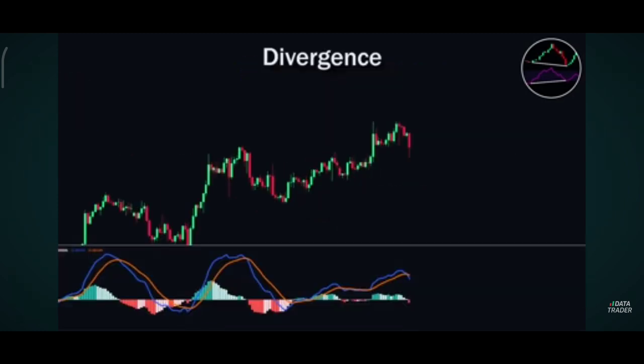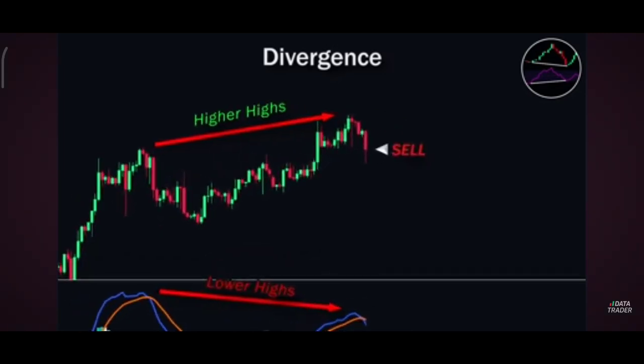For example, here, using the MACD indicator, you can see that the price is forming higher highs, which is bullish, but the indicator shows the opposite: lower highs, which is bearish. In this case, this is a bearish divergence, which signals that the price may form a reversal, and so you can take a sell position.